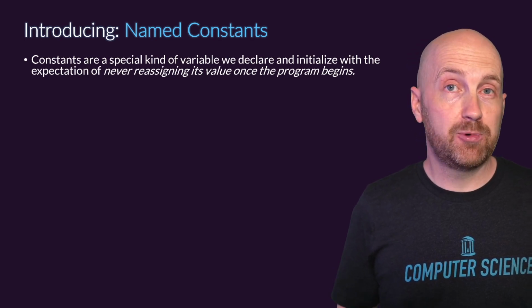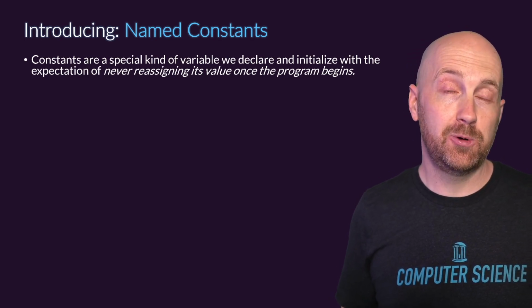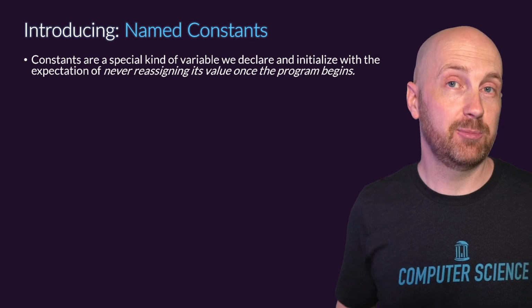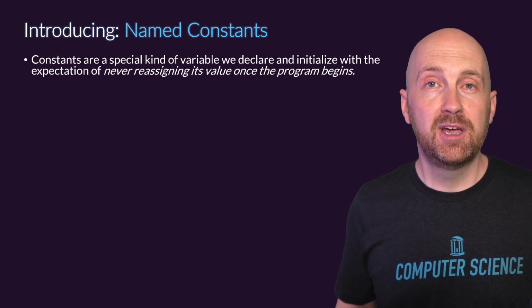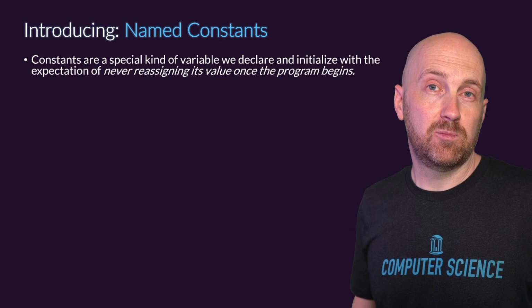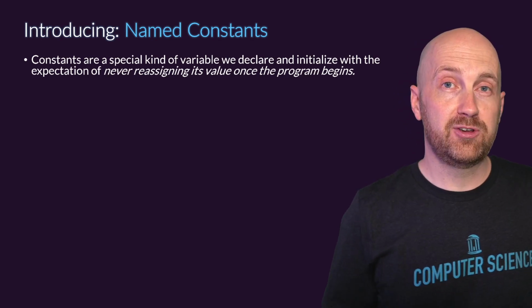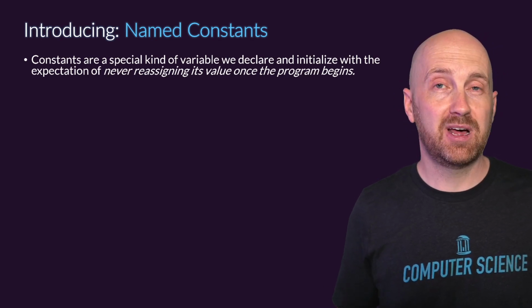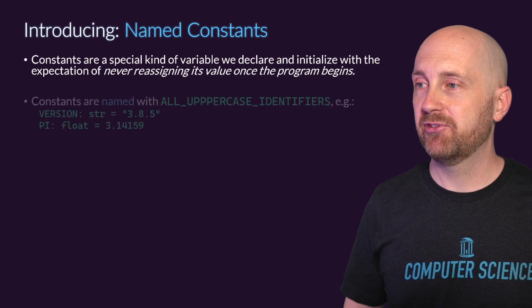Now, if we want to go back and rewrite our program and change the code of it and then rerun our program with a different value, that's totally fine. When we say constant, we mean once you start up a program, for the duration of that program while it's running, this value should never change.